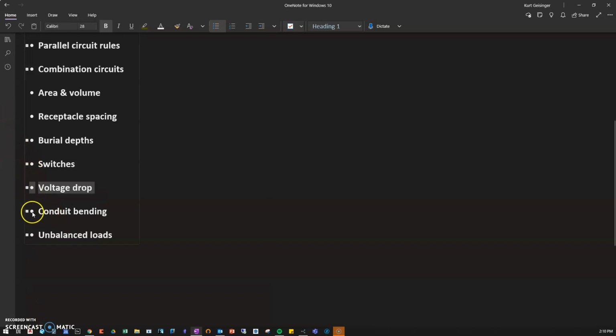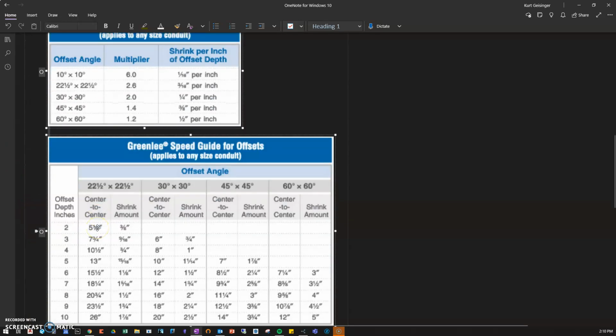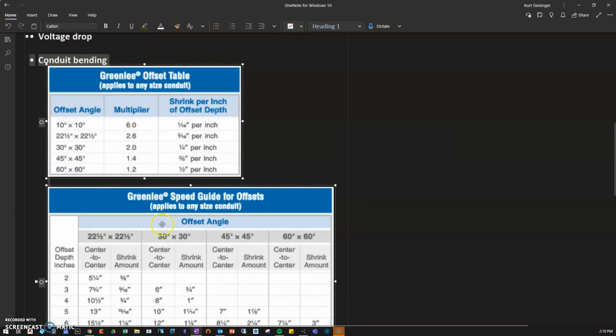Only a couple categories left. Conduit bending. There's not a ton on this, but I think it's worth reviewing. These tables are taken right from your textbook.